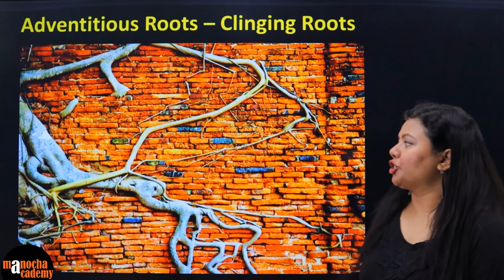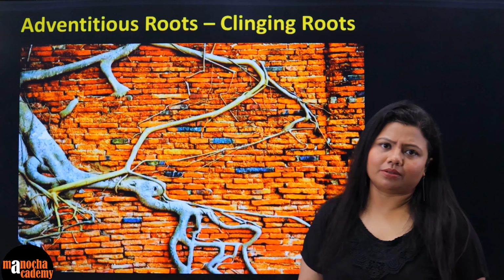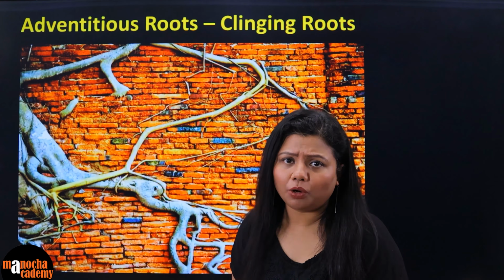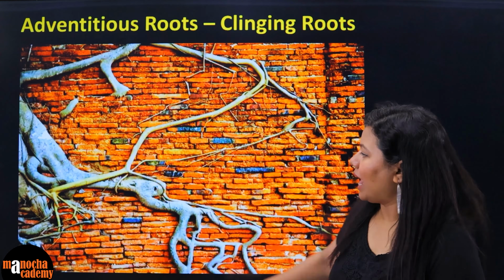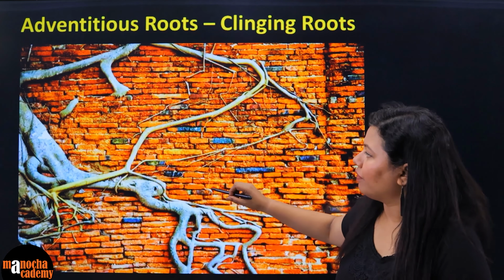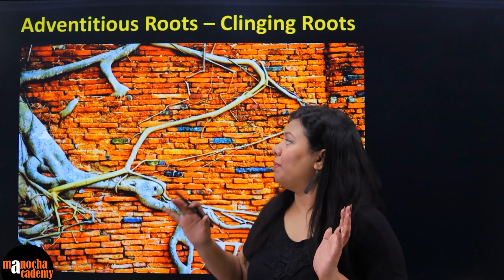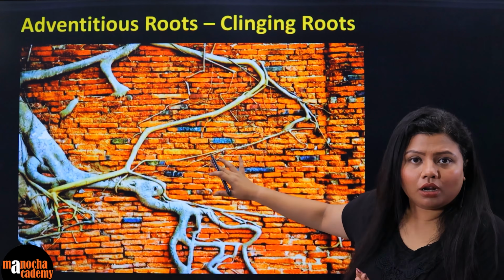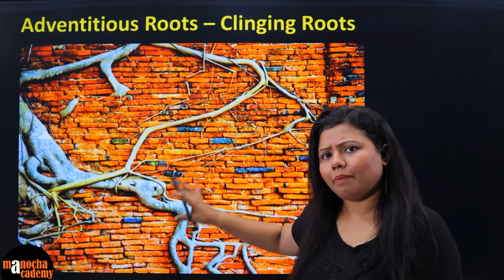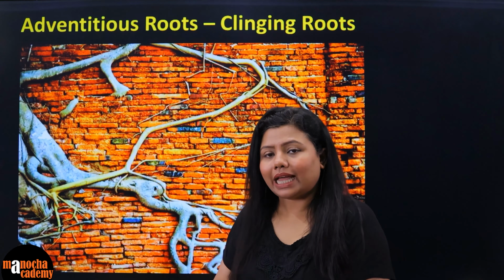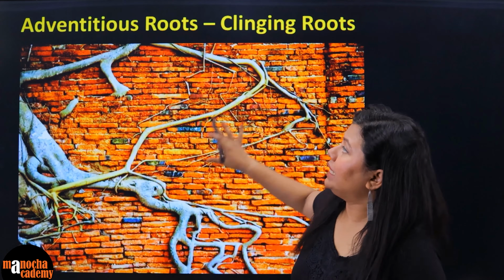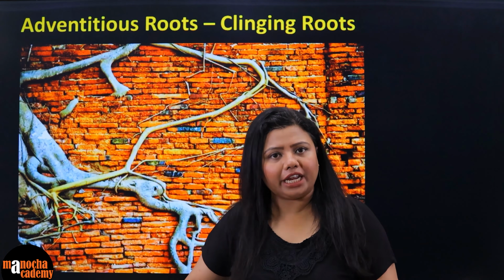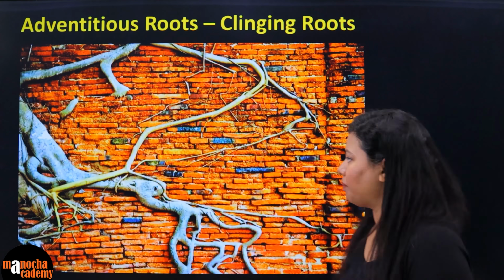Another type of adventitious root are these clinging roots. These clinging roots can develop from the nodes of the stem. They can develop from other parts also, and they have the capacity of growing horizontally or vertically, clinging on to a wall or a stone or some substratum that is present vertically and not horizontally. So these roots help the entire plant to take its weight and climb up a support.